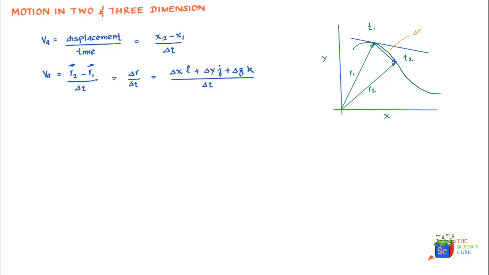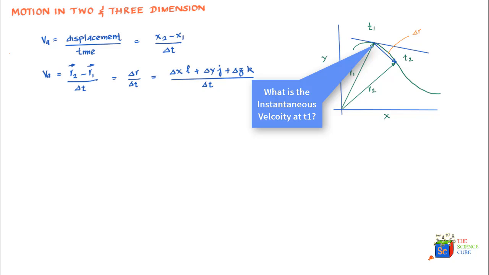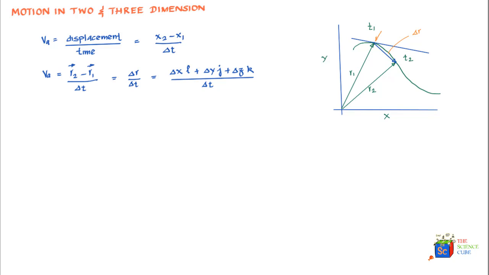Now this is the average velocity, and this average velocity is also in the direction of vector delta r. Now if we are asked to find the instantaneous velocity at, let's say, time t1, or the velocity which is occurring at this point, what is the velocity? Not the average velocity, but the velocity at this point of time. So how we'll go about finding the velocity at this point of time is, we will keep reducing delta t till it becomes very, very small, or it tends to a value of 0.